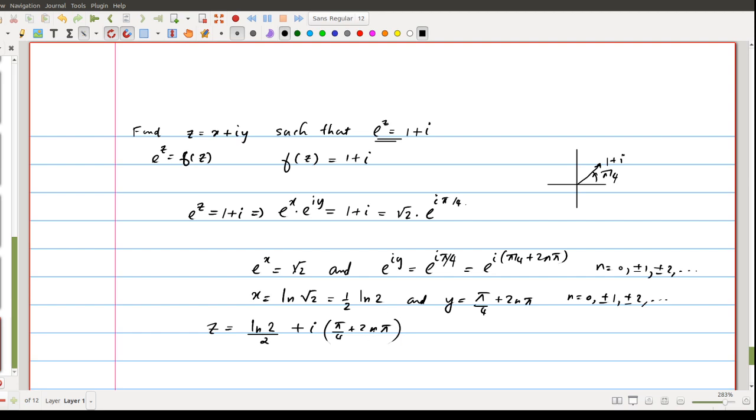Okay. So this would lead to define the inverse of a function e power z, or inverse of the exponential function. Later we will define this z as f inverse of 1 plus i, that is equal to z. From this equation, later we will call this f inverse the complex logarithmic function. So this is the value of z.